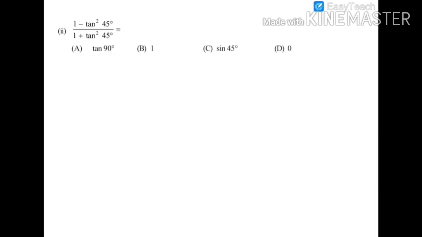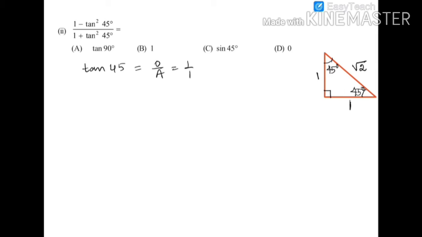Second part of the second question: 1 minus tan square 45 degrees divided by 1 plus tan square 45 degrees. So draw a right angle triangle in which the acute angles are marked as 45 degrees. So the equal sides will be 1 unit and the hypotenuse will be root 2 units. So tan 45 from the figure is opposite upon adjacent, and that will be 1 upon 1.